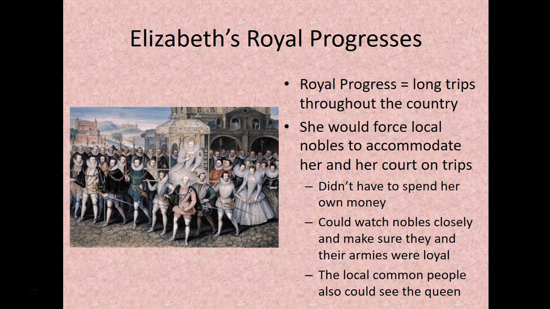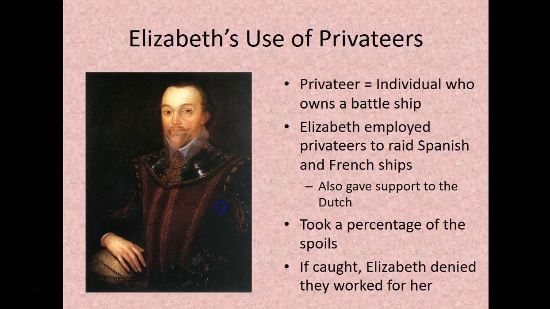So that takes care of the not having much money and the questionable loyalty of the nobles and the army that they control: these progresses. Now, with that small navy and the troubles with Spain, Elizabeth's solution is the use of privateers.